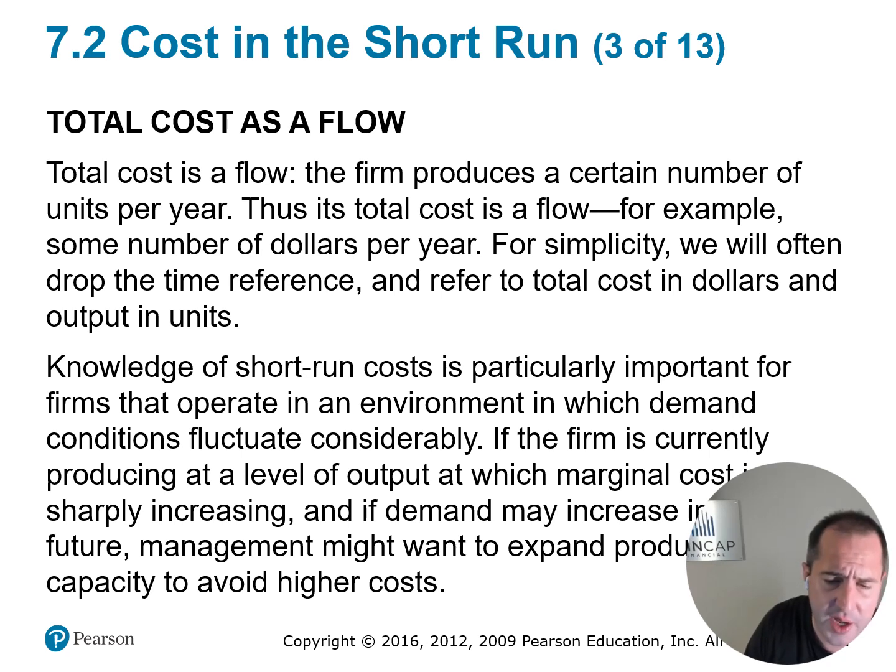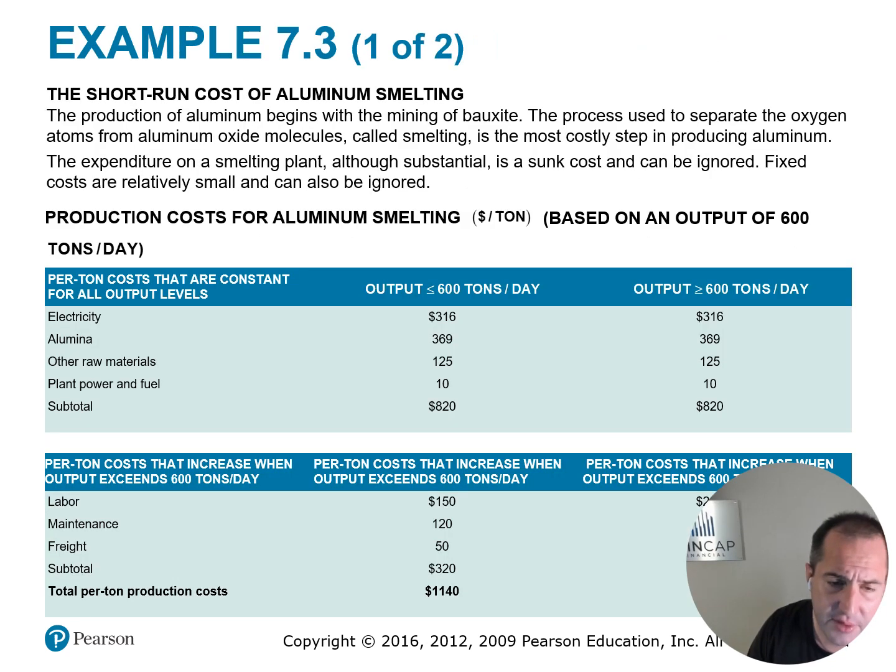Knowledge of short-run costs is particularly important for firms that operate in an environment in which demand conditions fluctuate. If the firm is currently producing at a level of output in which marginal cost is sharply increasing, and if demand may increase in the future, management might want to expand production capacities to avoid higher costs.